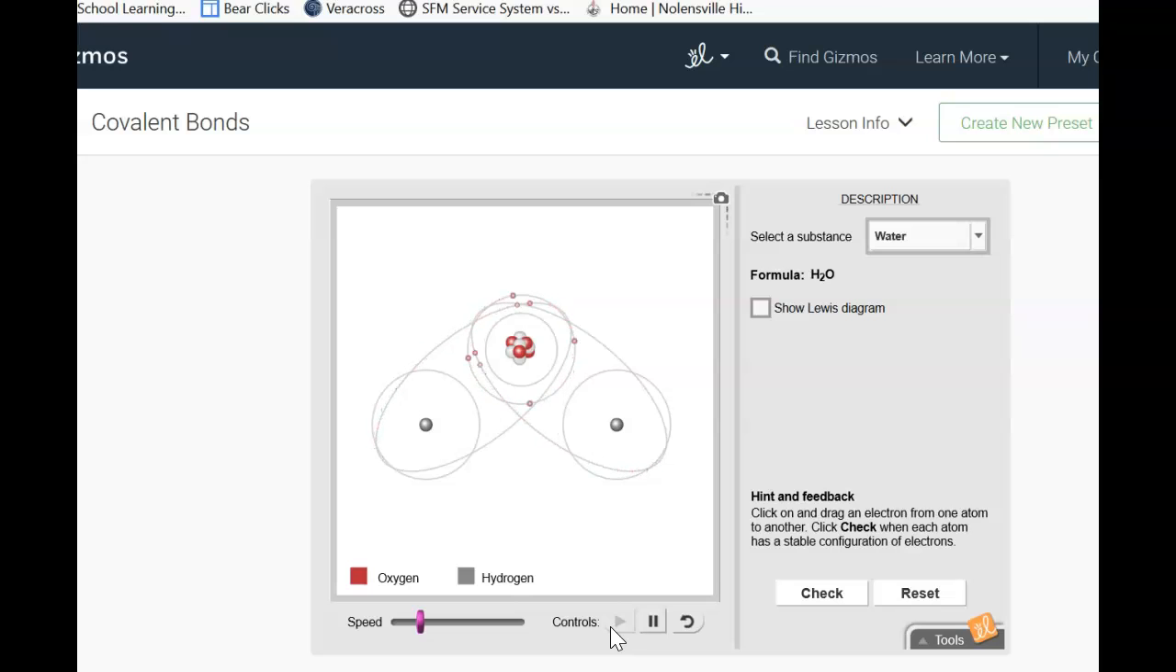So in a covalent bond, you have an overlapping of the valence shells. There is a sharing of electrons. It's not as strong a bond as an ionic bond, but it is a very solid bond when it comes to forming molecules in compounds.